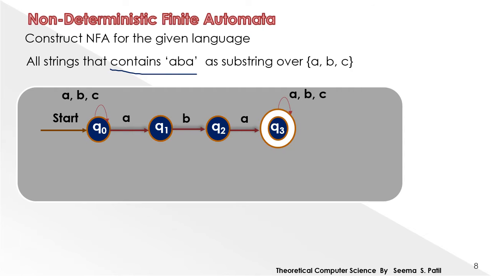In this diagram there are 4 states. Q0 is the starting state, Q3 is the final state, and this is the NFA for the given language.